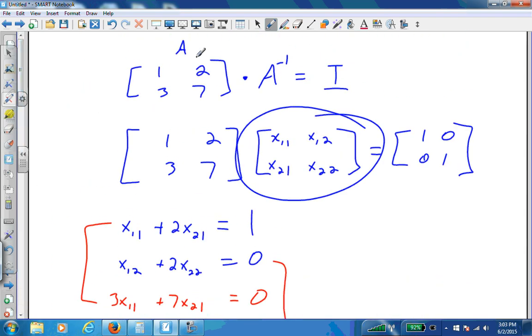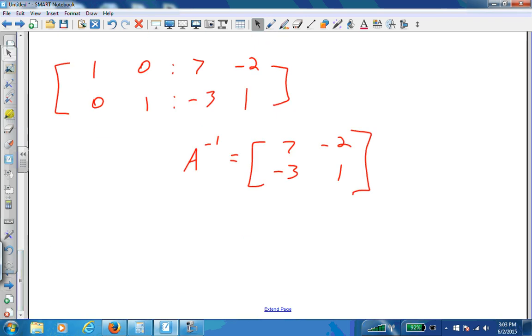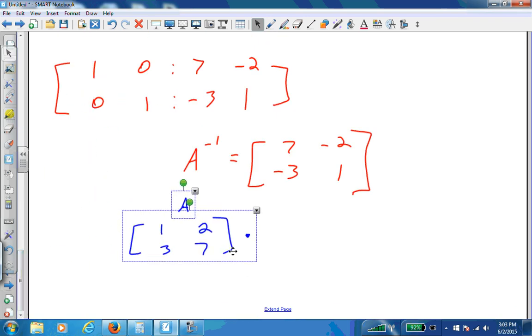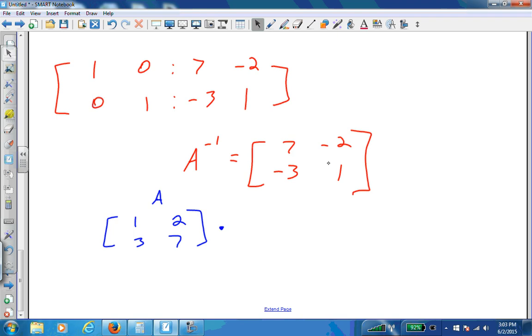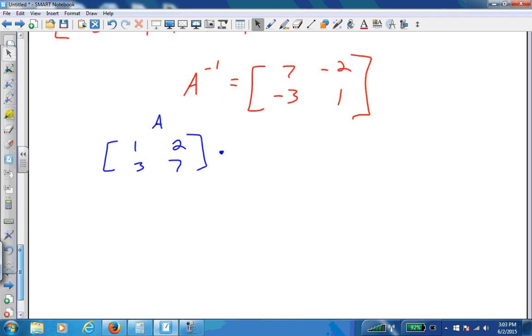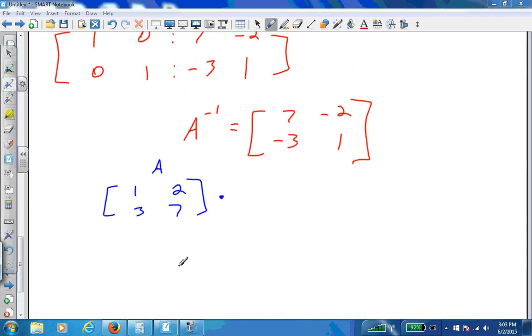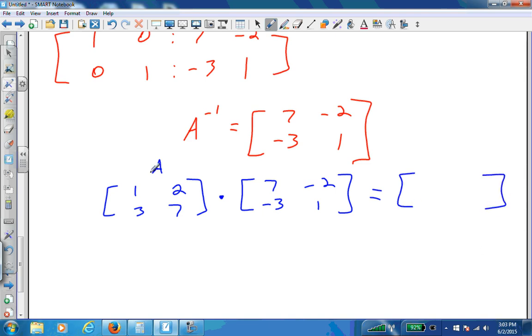So our original matrix was this. Let's see. That was our original matrix, that was our new one. So let's verify that those are inverses by multiplying them together. If we multiply those together and get the identity matrix, then they are inverses.